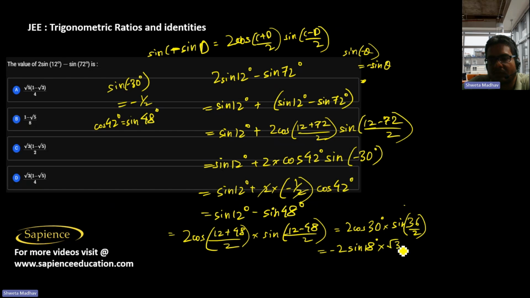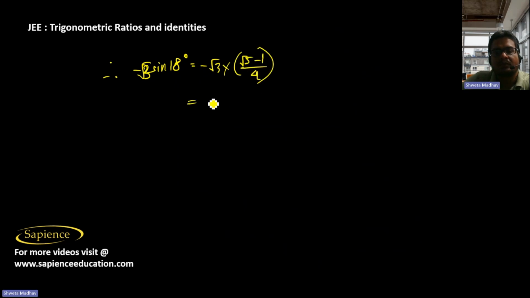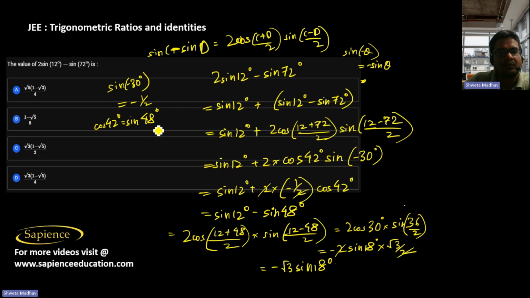Cos 30 is, we know, root 3 by 2. So 2 will cancel. So it is minus root 3 into sine 18 degree. So now the value is coming minus root 3 sine 18 degree. So it is minus root 3 into root 5 minus 1 by 4. Or I can say it is root 3 into 1 minus root 5 by 4. So option D is the correct answer.